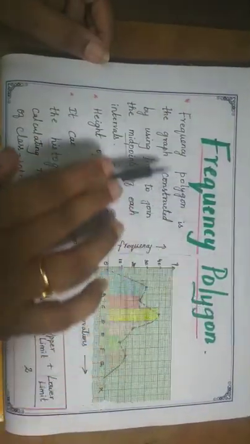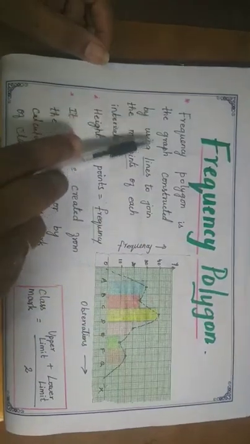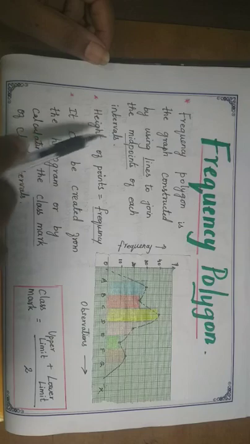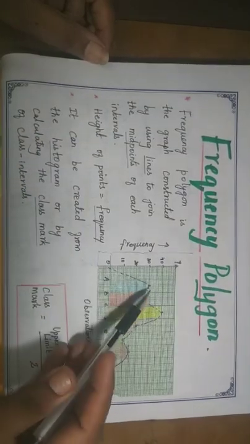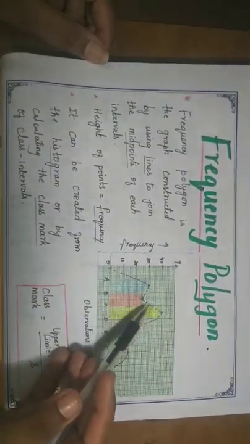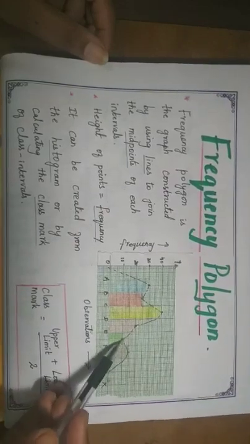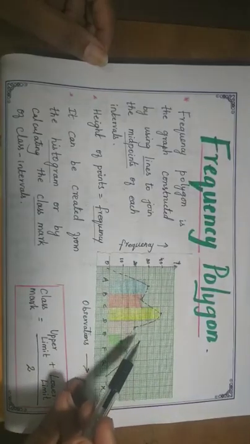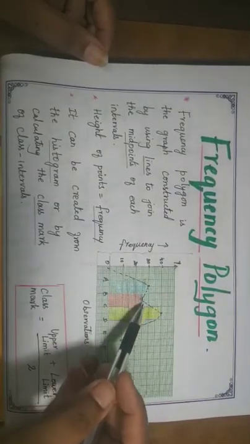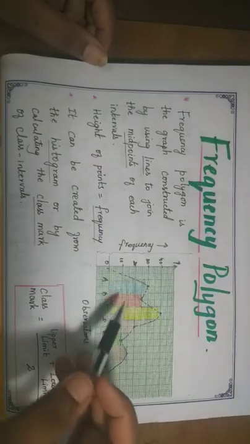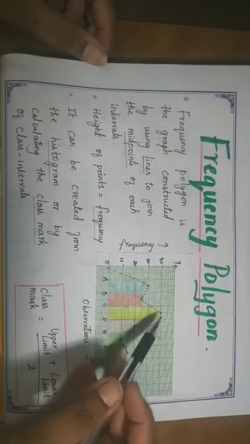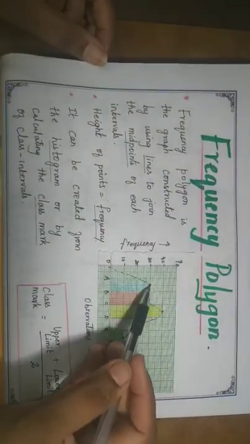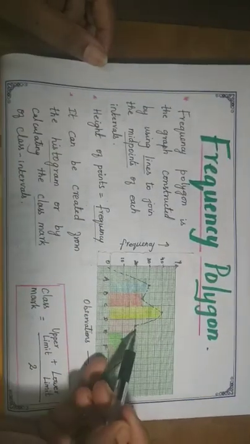Frequency polygon. Frequency polygon is the graph constructed by using lines to join the midpoints of each interval. If you see this graph, the midpoints of the bars, we are joining the midpoints. This is how we can draw the graph. It is called a frequency polygon. The height of the point will give you the frequency.